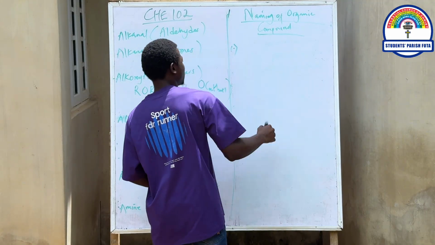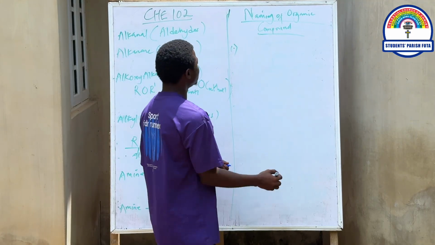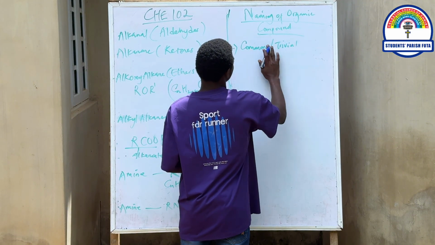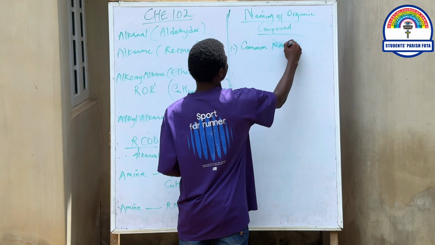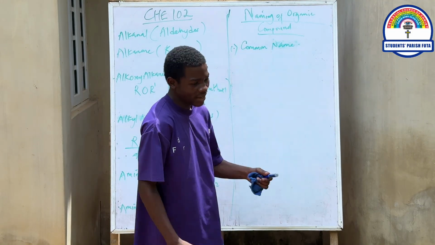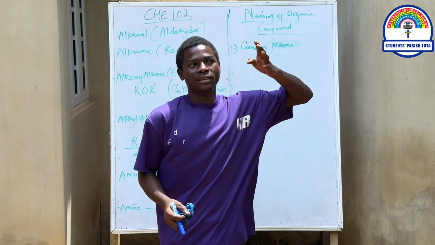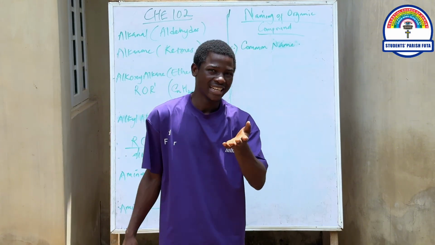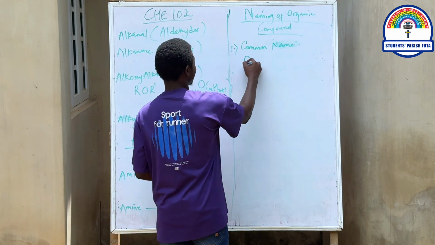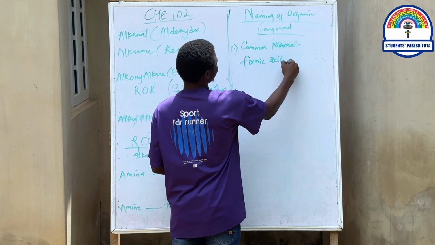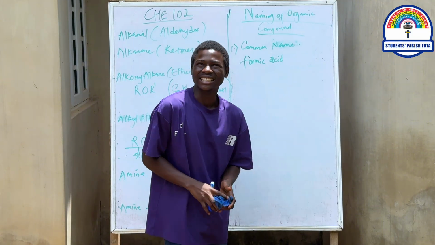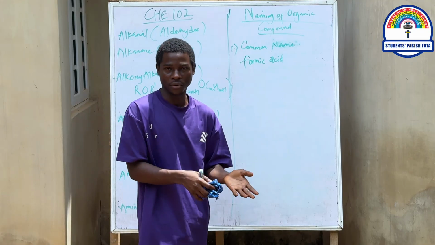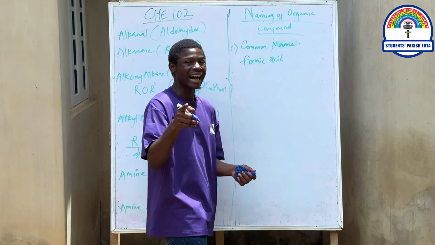The first one, they call it the trivial, or the common name, or trivial naming. This system of naming is usually gotten from a place of derivation, where you are getting that compound from. So they name it from where they get the compound from. For instance, formic acid was gotten from, I think, ants. We call them formica. Yes, formica, that's an ant.